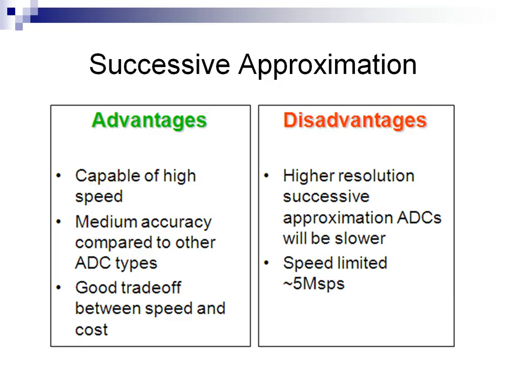The advantages for the successive approximation method are the capability of high speed, medium accuracy compared to other ADC types, and a good trade-off between speed and cost. Some of the disadvantages are that higher resolution successive approximation ADCs will be slower. Why? Because it has to do that many more comparisons. If you have an 8-bit ADC of this type, it's going to do 8 comparisons. If you have a 12-bit, it's going to do 12 comparisons. So therefore, it's going to take a little bit longer the higher the resolution you go.